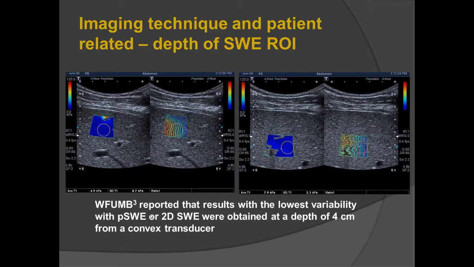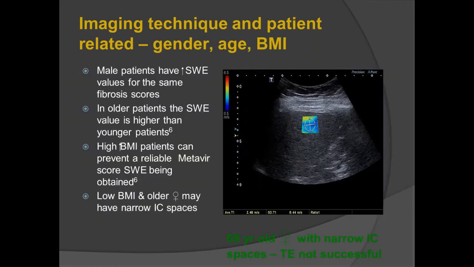The depth at which the elastography region of interest is placed also impacts. And again, one of the most recent papers found that if you have, with a convex probe, a depth of 4 centimetres, you will get your lowest variability. So try to keep your sweet spot about 4 centimetres from the probe face.